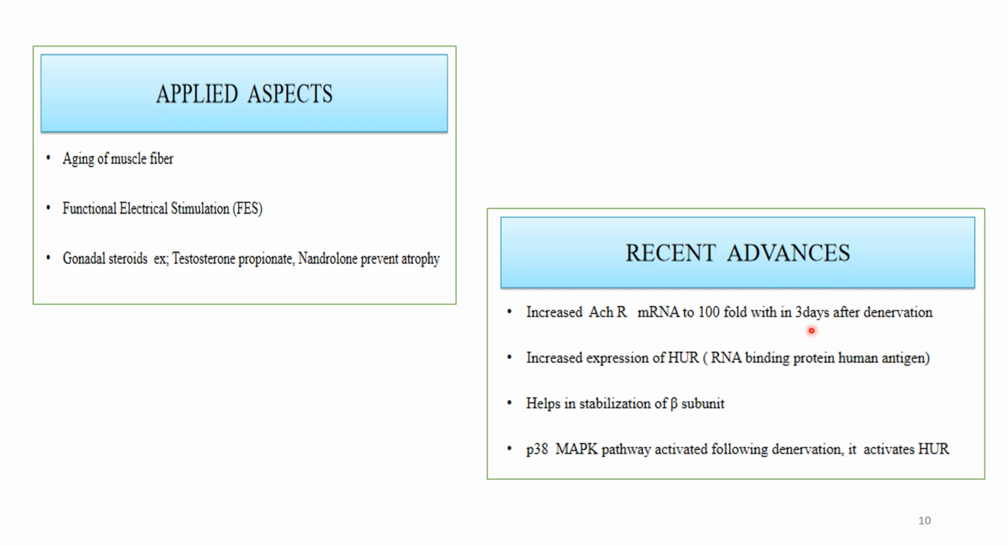And the recent advances are: increased acetylcholine receptor mRNA is noted after denervation, that is within 3 days after denervation. So the mRNA will increase up to 100-fold. And increased expression of HuR protein is noted. This HuR protein helps for the stabilization of the beta subunit of the acetylcholine receptor. And the P38 MAP kinase pathway is activated following denervation, and it will activate the HuR. It is an RNA binding protein, human antigen R. So these are the recent advances.